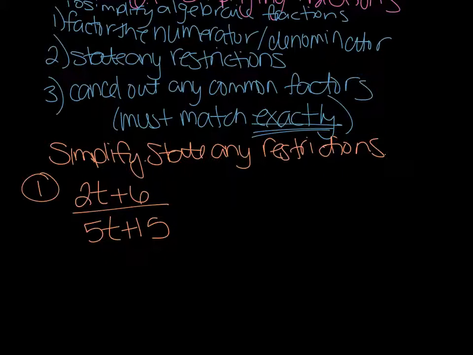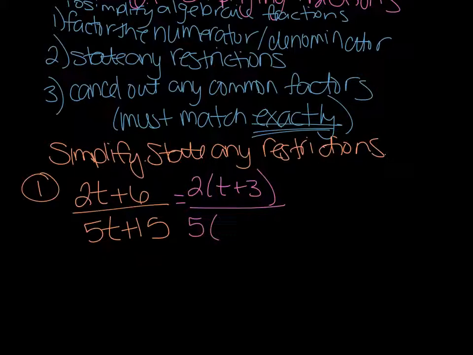So looking at my numerator first, 2t plus 6. What's the first thing we check for in factoring? Greatest common factor. Do 2t and 6 have anything in common? What do they have in common? A 2, right? A 2 in common. I can factor out a 2. I'm left with t plus 3. Can I factor that anymore? Nope, that's factored completely. So move on to the denominator, 5t plus 15. What can I factor out of both of those?